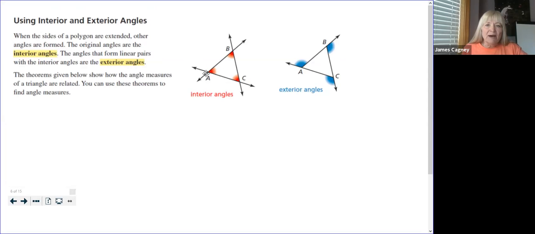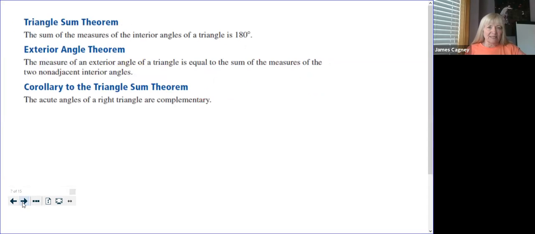Notice the sum of the 2 angles that are side by side. So this interior and this exterior are going to be 180 because they are linear pairs. So the angles that form linear pairs with interior angles are exterior angles. And now we've got a couple of theorems about this that you do need to write down. They are on your review sheets. So if I go too fast, you can find them on your sheets. You can stop me and write these down.